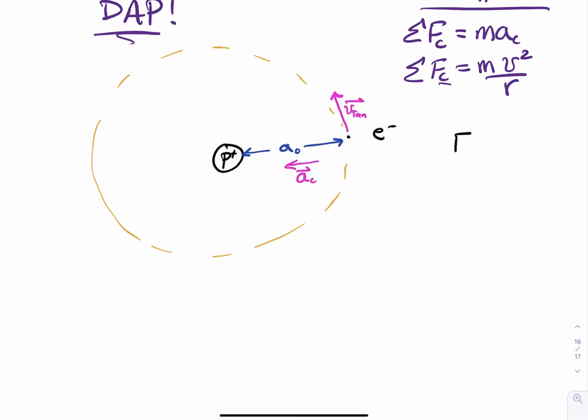We could also, just for funsies, show the FBD of our electron. It has an electric force, Fe, on it. That also will cause an acceleration. And those are the only forces we're worried about, so that's what shows up on our FBD. I'm going to choose this direction to be our positive x direction, just so that I don't have to worry about unnecessary negative signs.